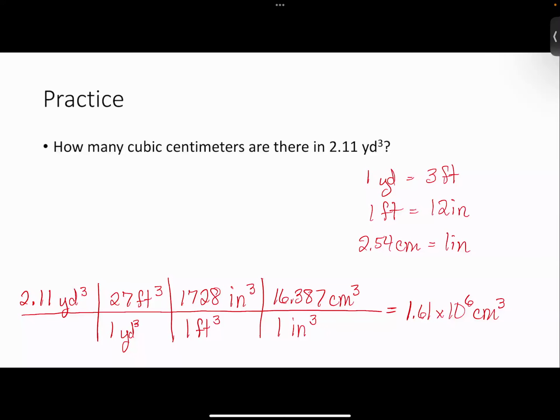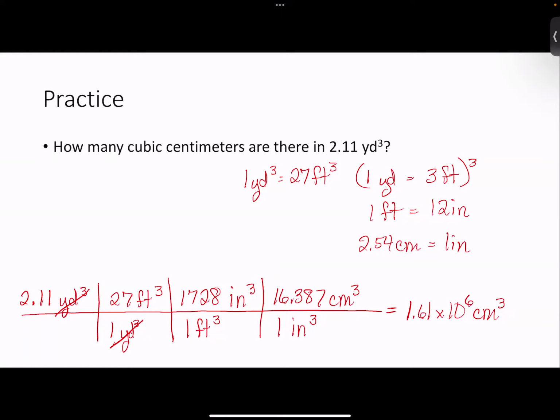I knew that 1 yard is equal to 3 feet. So my first task was to cube that. And when I cubed that, I got 1 cubed, which is 1 yard cubed, is equal to 3 cubed, which is 27 feet cubed. I placed the yard cubed in the denominator so that it would cancel out, leaving feet cubed.